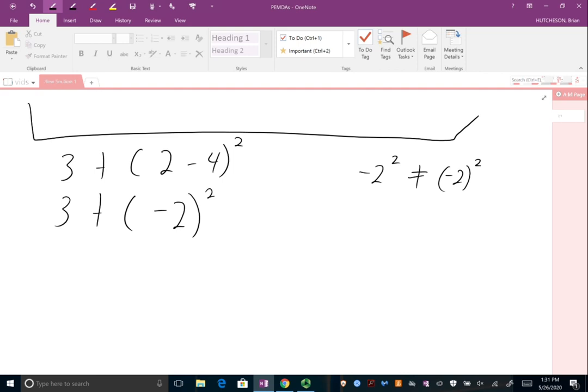Do we have a parentheses? Yes, but it's just a -2. Do we have an exponent? Yes. -2 quantity squared is -2 times a -2, which, two negatives make a positive. And then 3 plus 4 gives me 7.